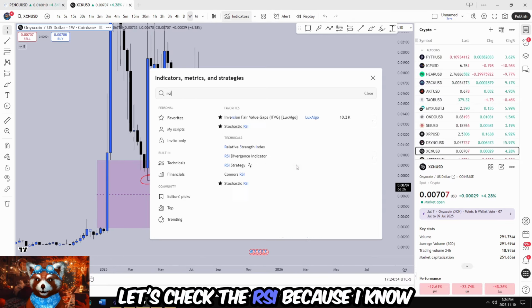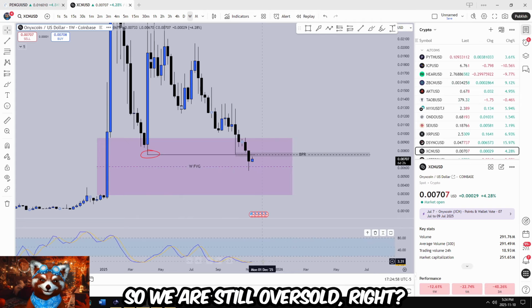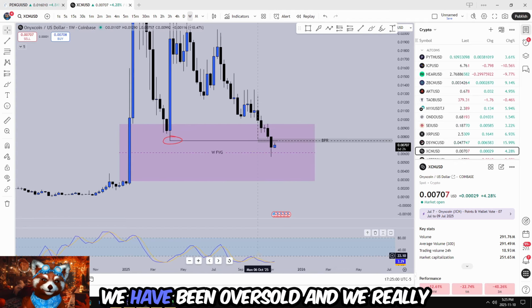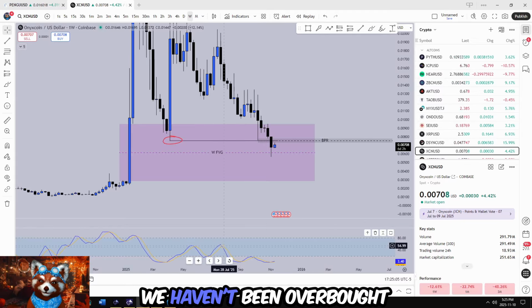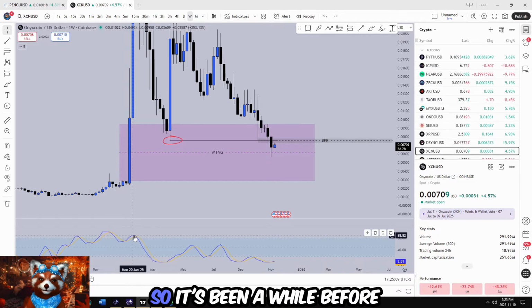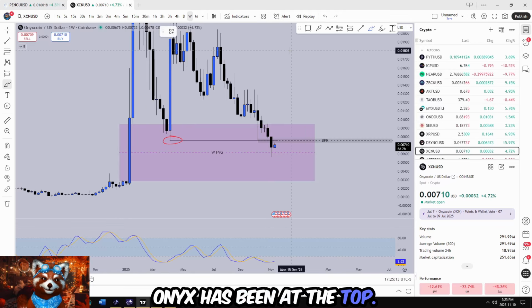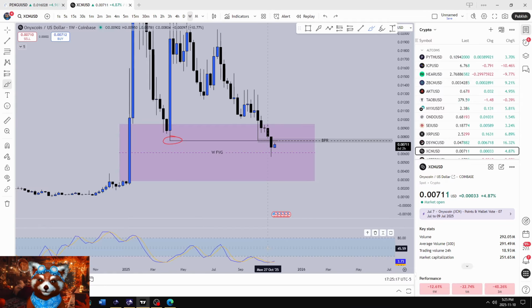Let's check the RSI because I know a lot of you guys like that. Yeah, so we are still oversold, right? We have been oversold and we really haven't been able to do much. We haven't been overbought since January. So it's been a while since ONYX has been at the top, right?